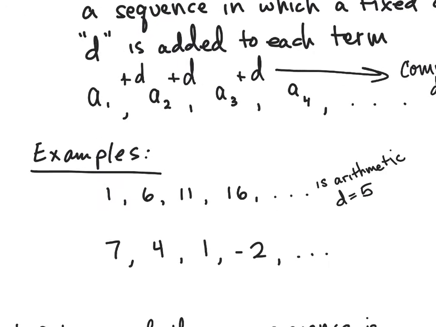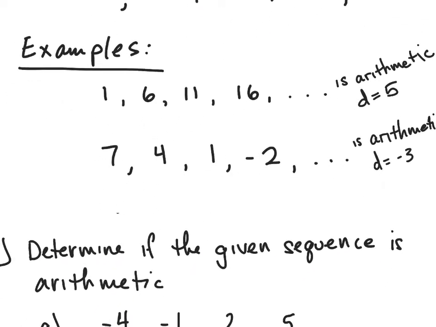We have another one here, 7, 4, 1, -2. To go from 7 to 4, we're adding -3. To go from 4 to 1, we're adding -3. From 1 to -2, we're adding -3. So it looks like we're adding the same number every time again. And the common difference could be positive or negative. So this one is also arithmetic, and the common difference is -3.